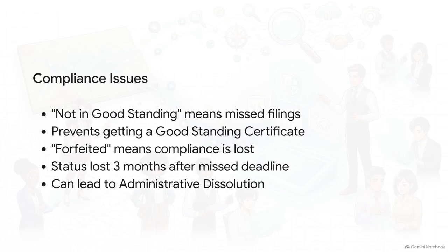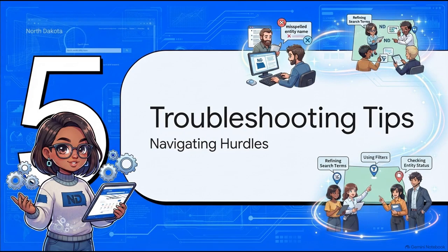State law, specifically North Dakota Century Code 10-19.1-146, strictly dictates that corporations fall out of good standing exactly 3 months after missing a deadline. If they just ignore this for too long, the state will step in and enforce an administrative dissolution. Yikes. All right, let's pivot to Section 5, Troubleshooting and Pro Tips.